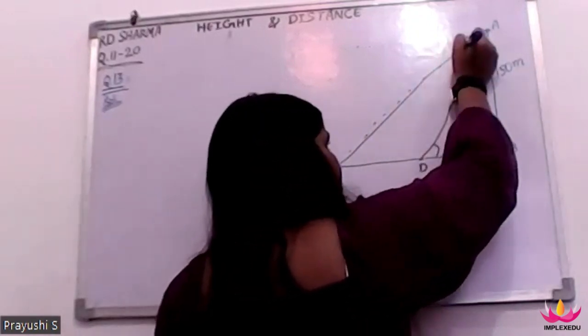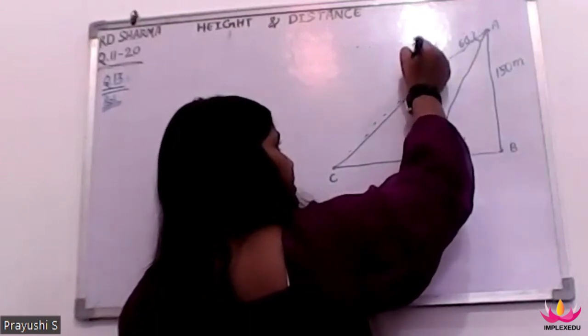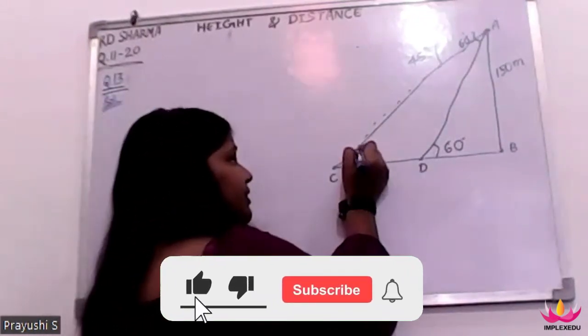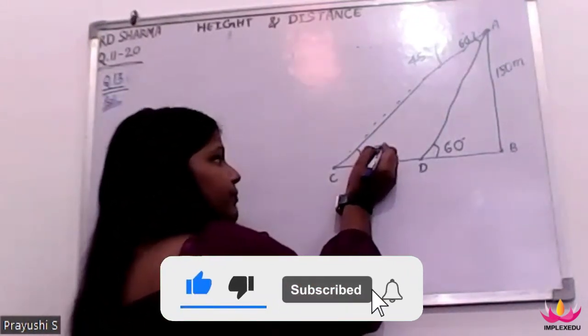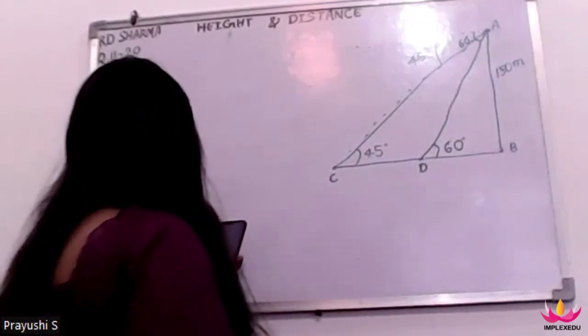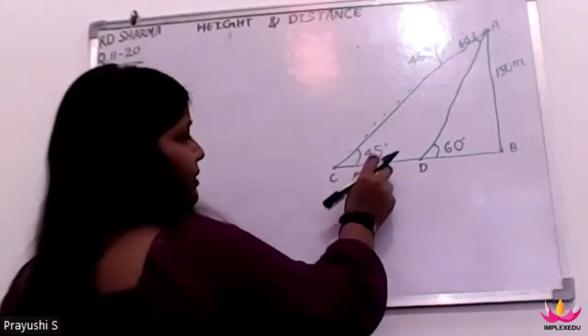45 degree. Okay. So this complete is 45 degree. Now, if this is 45, then this is also 45 degree. Now we have to find out the distance between them. So we have to find out the distance between the objects.